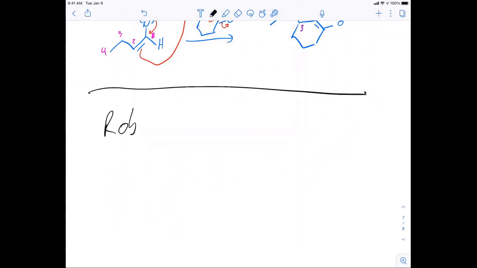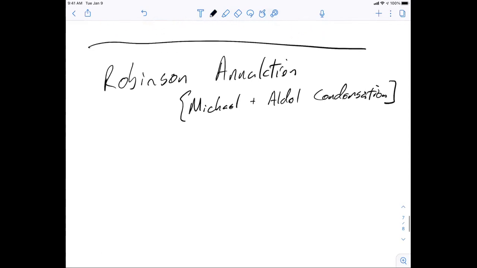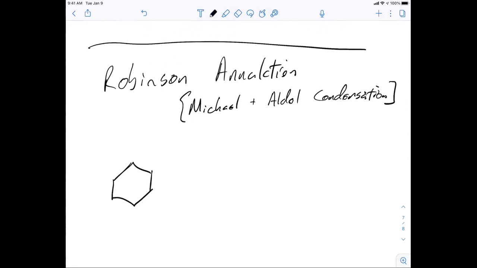The next reaction is a Robinson annulation. And it's going to be a Michael and an aldol condensation. But it happens all in one pot at the same time.